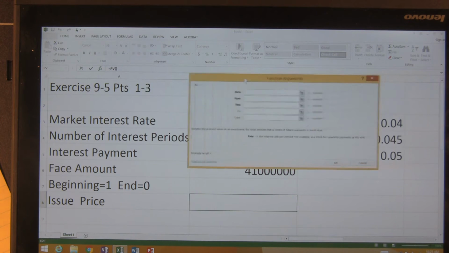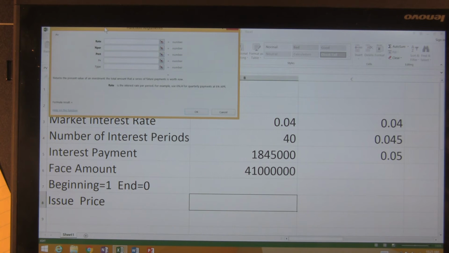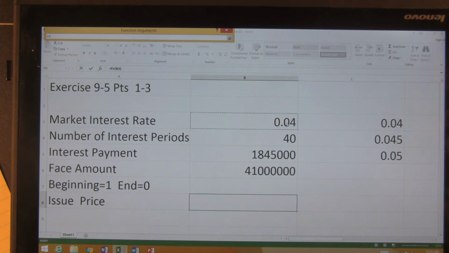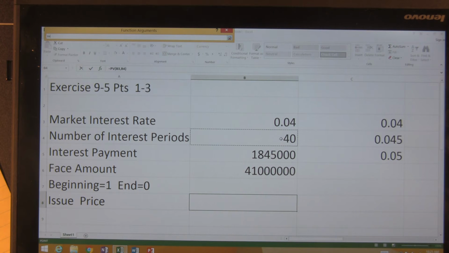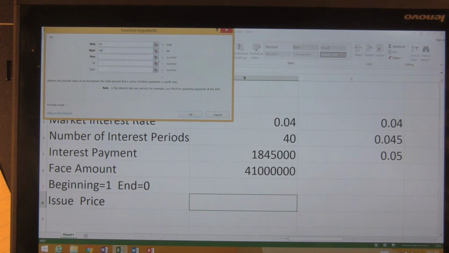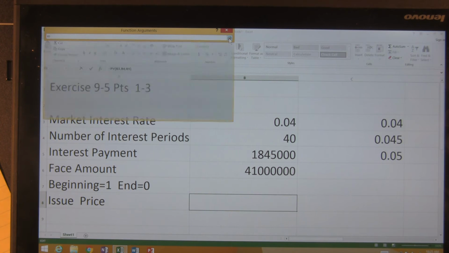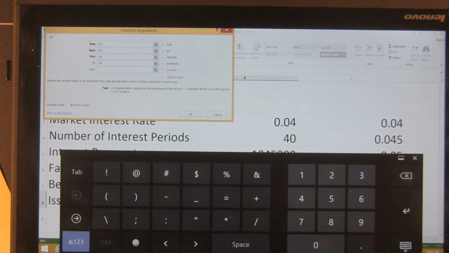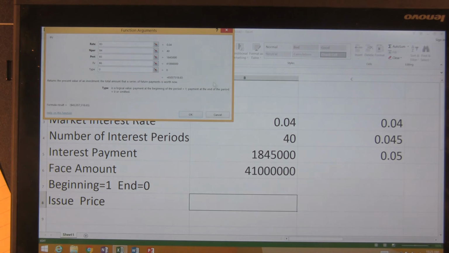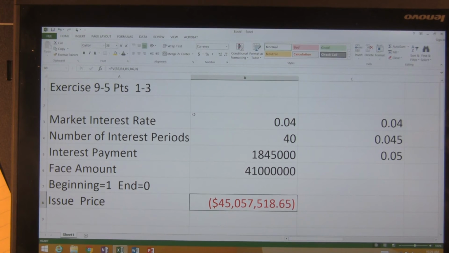Now, you're going to go and you're going to pick all of those numbers. So the rate is that. Go back and click. And the number of periods, the so-called Nper, is that. And go back and say OK. And now the payment is that. Say OK. The face value is that. Say OK. And the type, you either type in 0 or 1 because this is traditional. We'll put in a 0 and say OK. And there's the selling price of the bond of a 9% bond in an 8% market.